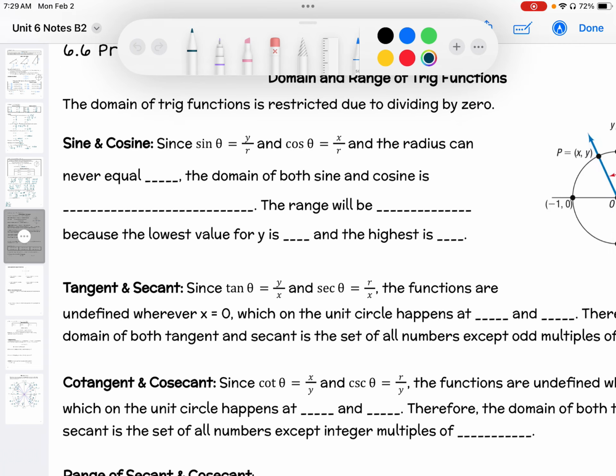So sine and cosine, we're dividing both y and x by the radius here. Since the radius can never equal 0, then the domain of both sine and cosine is going to be all real numbers.